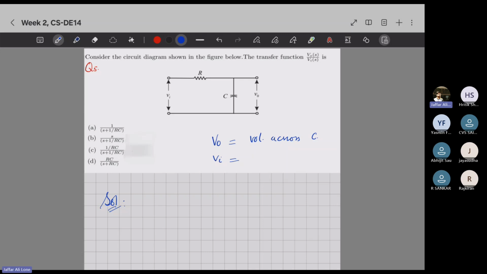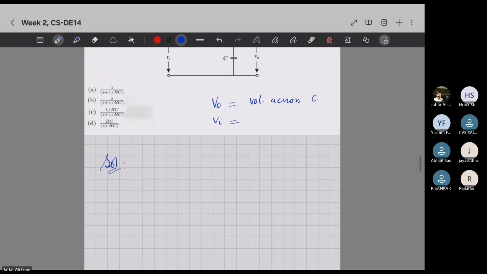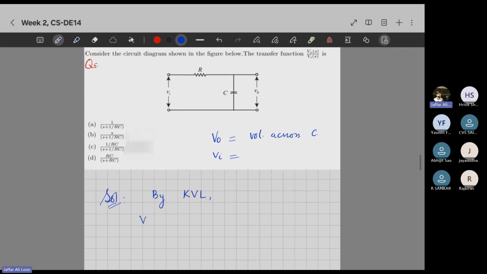Just apply KVL, Kirchhoff's voltage law, very simple. What is Vi? Let's assume there's a current I flowing in the circuit. So Vi is R i(t) plus Vo. I'll make it clear that it's in the time domain. So that's it. This is KVL.